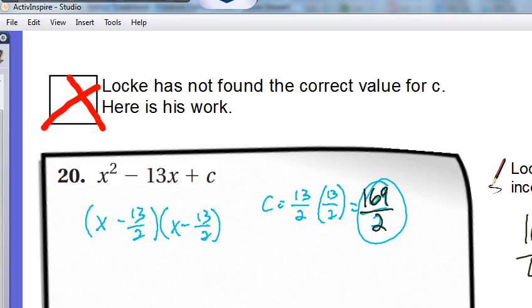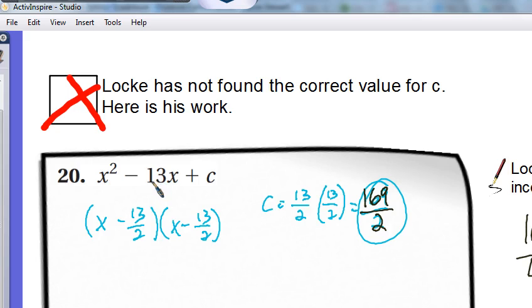So before you even know what C is, how do you know it must factor as x minus 13 halves times x minus 13 halves? Because for it to be a perfect square, it has to be like half the middle number. Right. We know that two identical factors have to multiply together to give us the original quadratic. The way we're going to do that is x times x is x squared, and to get this middle term, we have to get negative 13x.